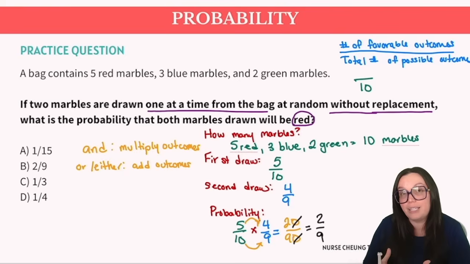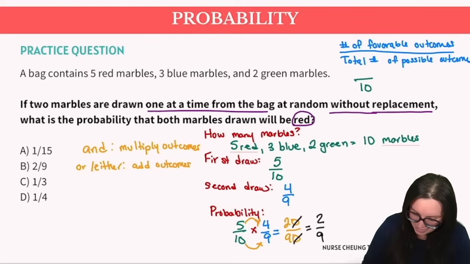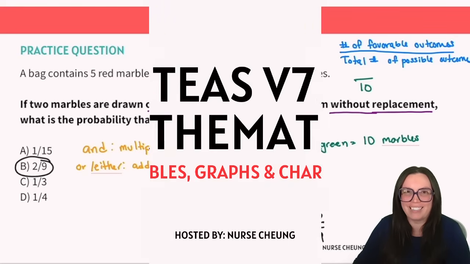So the probability that we are going to pull a red marble both times without replacement is going to be 2 over 9. Do we have that? Yes, we absolutely do. The correct answer is going to be B, 2 over 9.